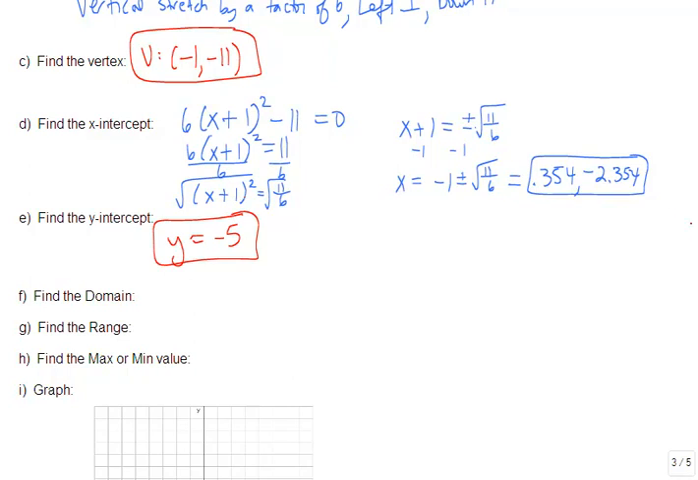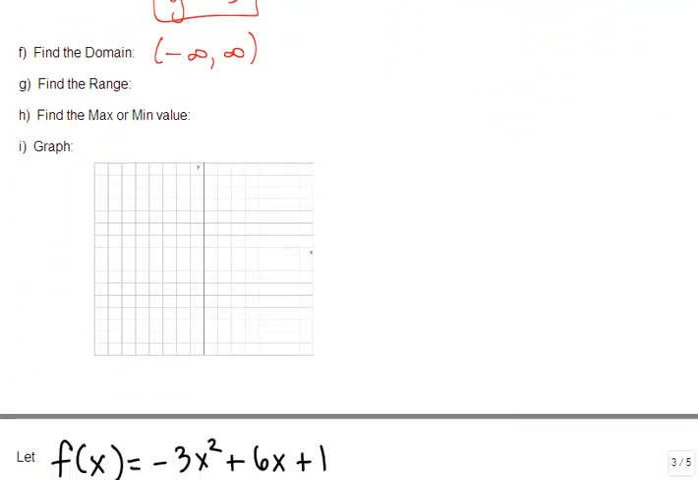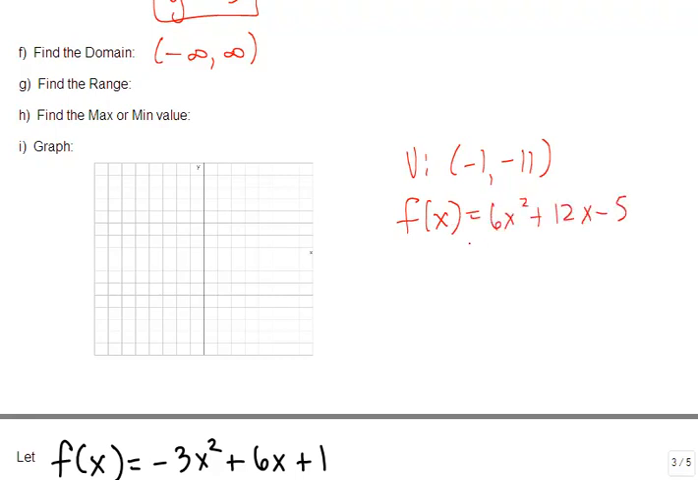Alright, domain, I automatically know that that's all reals, always, always, always. So -infinity to infinity. And before I answer my range or my max or my min, let's do our graph. So remember that our vertex was at -1, -11, and our function was 6x squared plus 12x minus 5, or 6 parentheses x plus 1 squared minus 11.